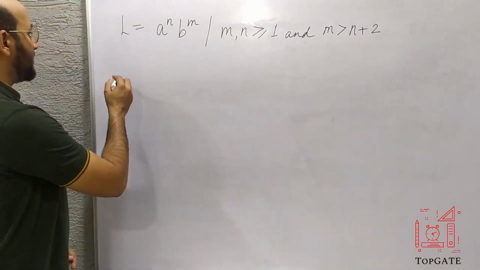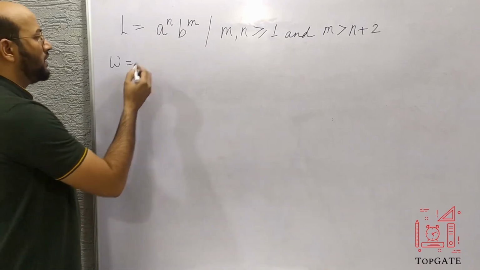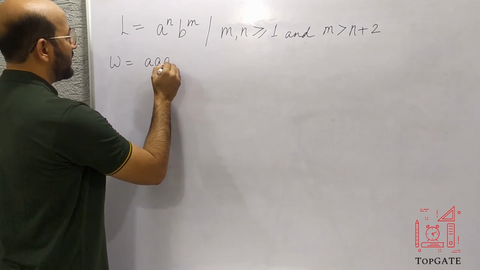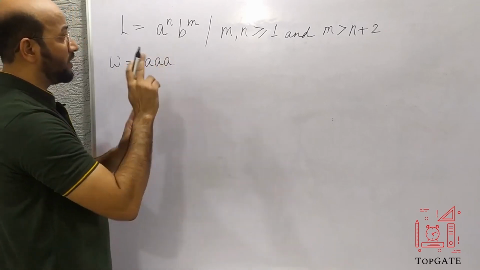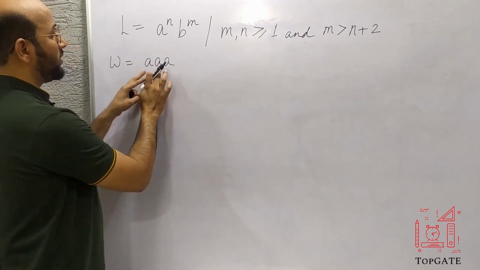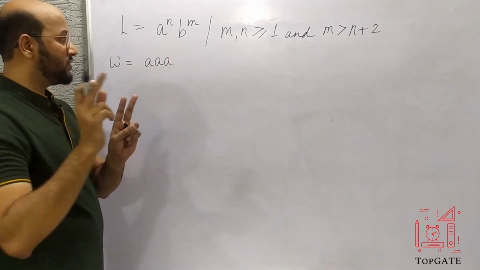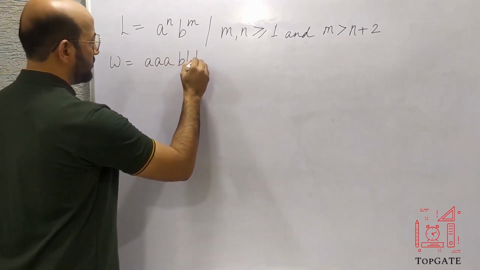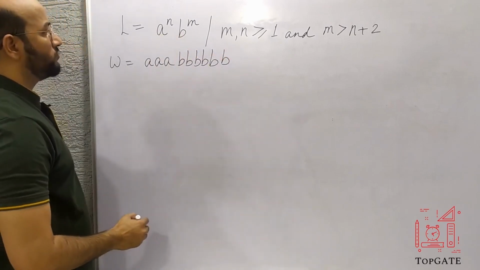Suppose we have the string with n equal to 3. So it will be three A's, and then we have B's. m is greater than n plus 2, so 3 plus 2 is 5, and greater than 5 is 6. So we'll be having 6 B's here. So I'll have 1, 2, 3, 4, 5 and 6. So we have this one.